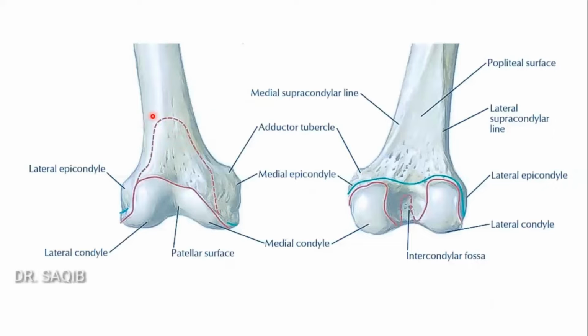And again, you see this is the lower end and the condyles. This is the lateral condyle, and here this is the medial condyle. This is the medial condyle, and this is the lateral condyle.